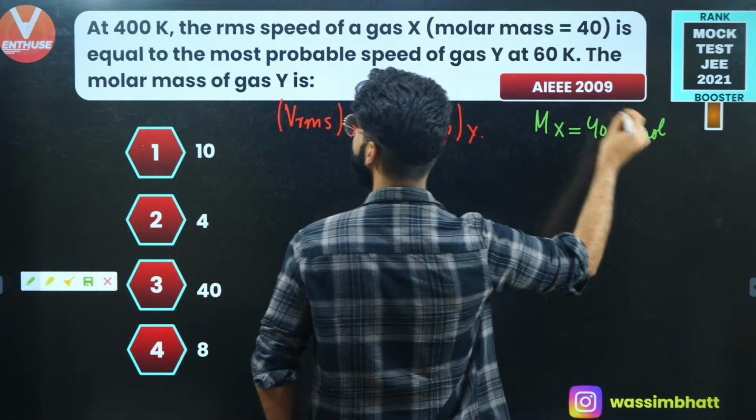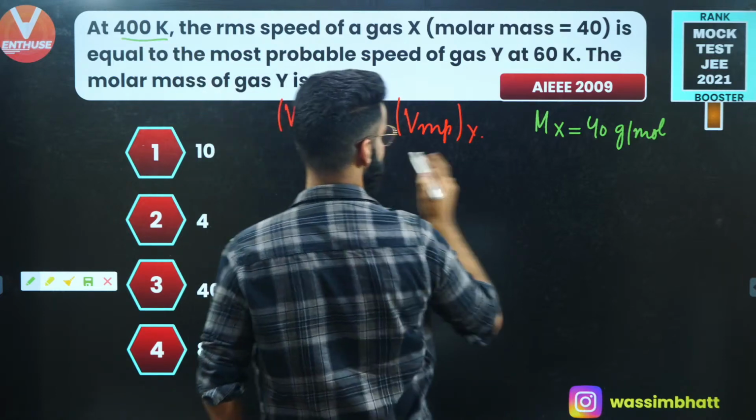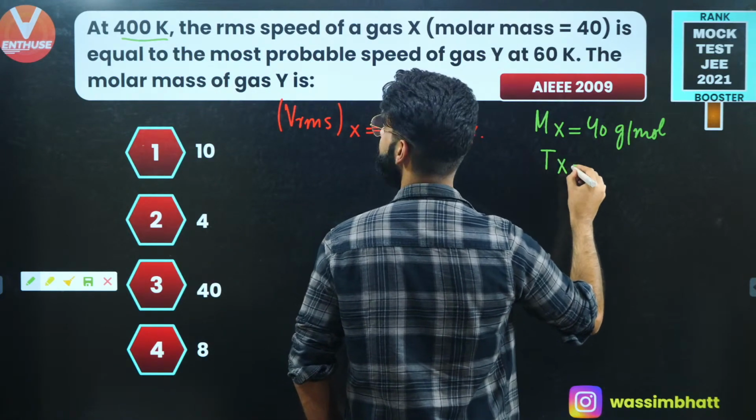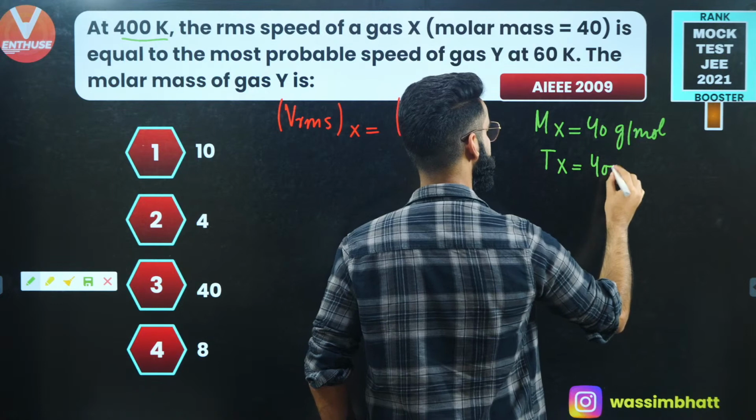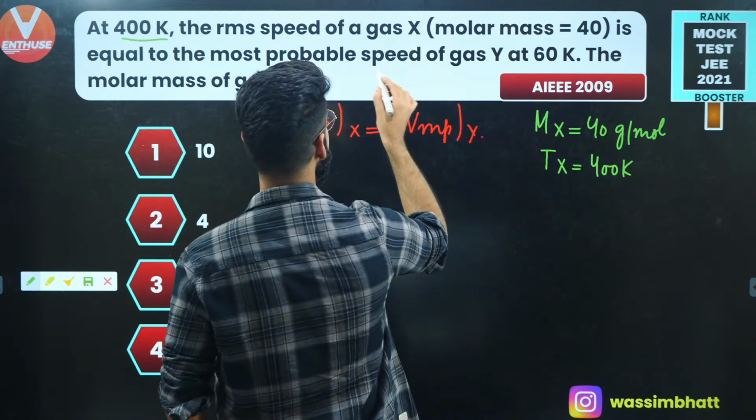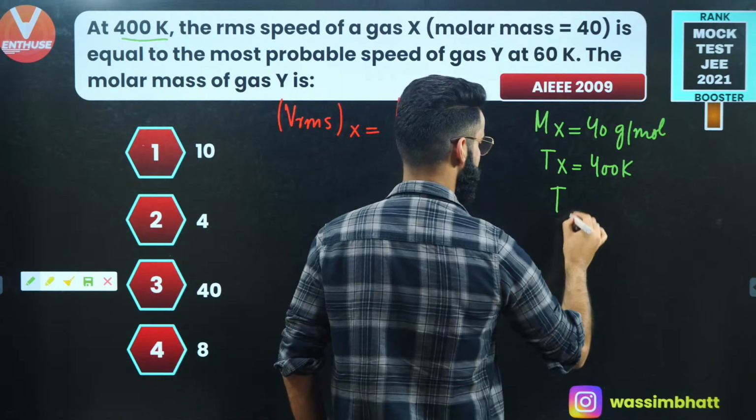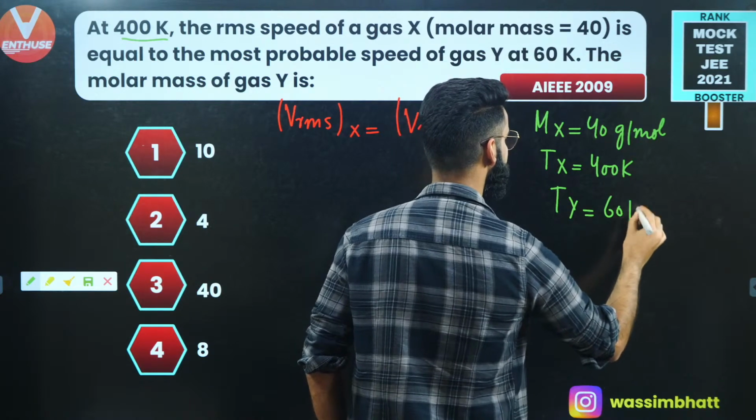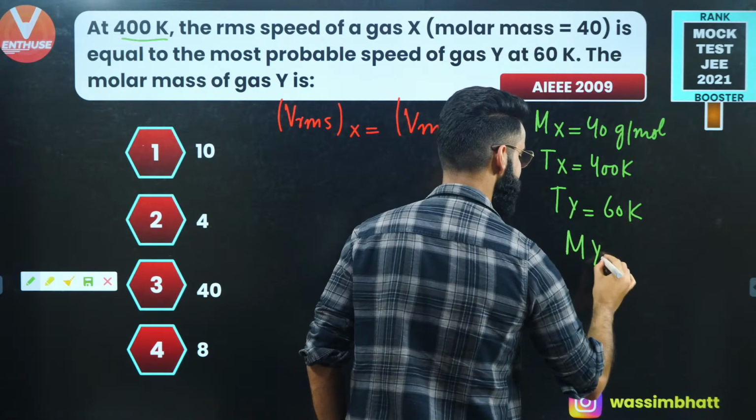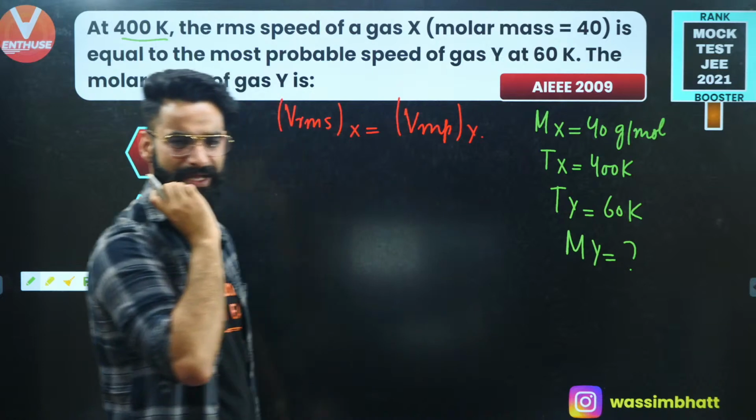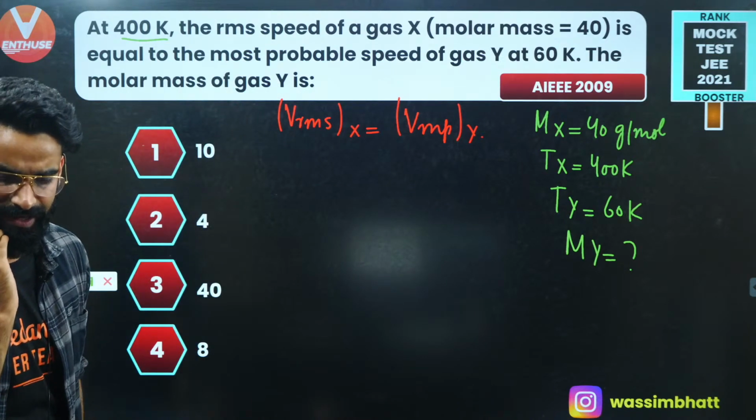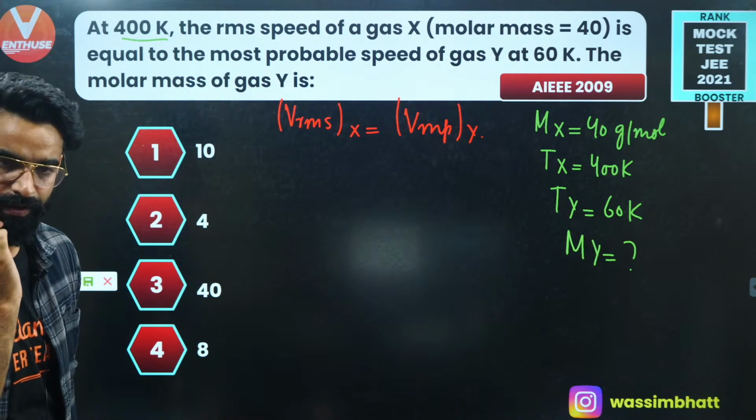And at the same time, the temperature of gas X is also given to me as 400 Kelvin. And the temperature of gas Y is also given to me as 60 Kelvin. And I'm supposed to calculate the molar mass of gas Y. Correct? A very, very simple question this is. Let's try to check what the answer is.